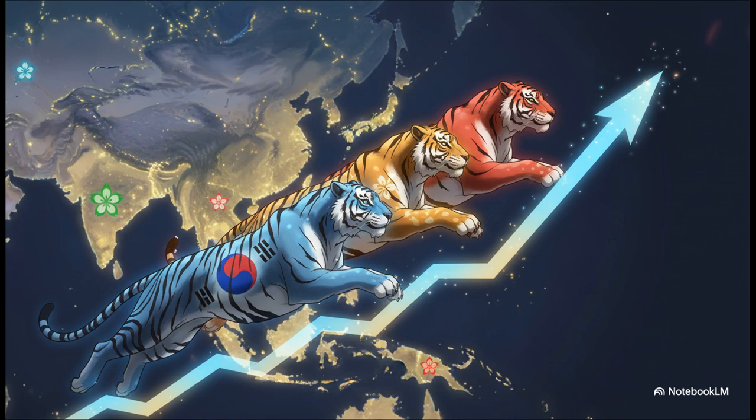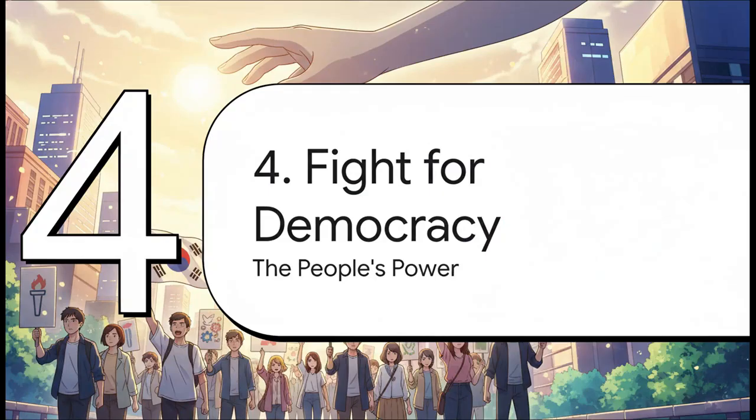And it worked. I mean, it worked spectacularly well. South Korea became known as one of the 4 Asian tigers, along with Singapore, Taiwan, and Hong Kong. This strategy was so successful, it basically transformed the country from one of the poorest in the world to a global economic player, all in just a couple of decades. It was incredible.